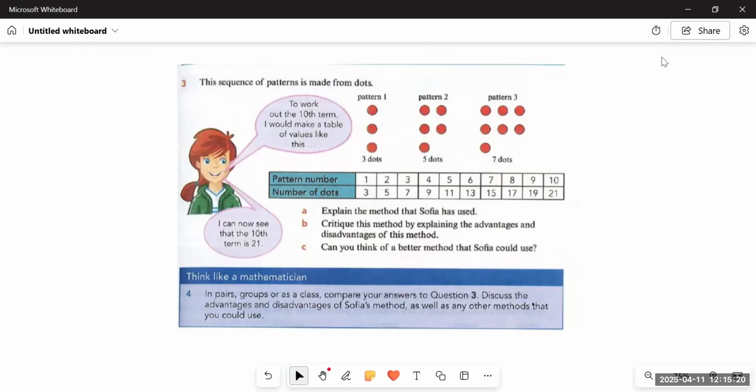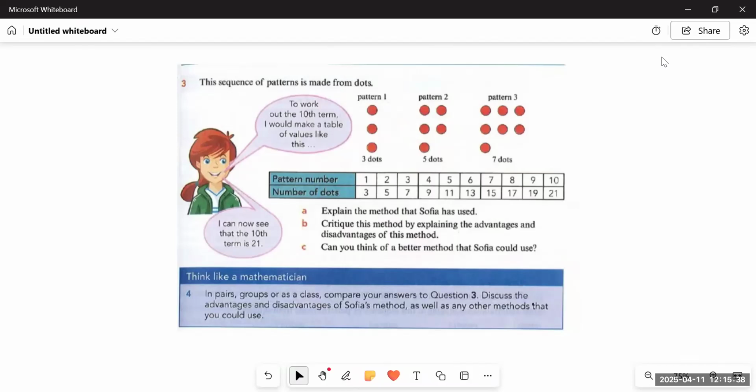Then she added 2 for the third pattern, she got 7. Then added 2, she got 9. In the next one, the fifth one, she got 11. By adding 2 in the sixth one, she got 13, then 15, then 17, then 19, and at the end, in the 10th term, she got 21.